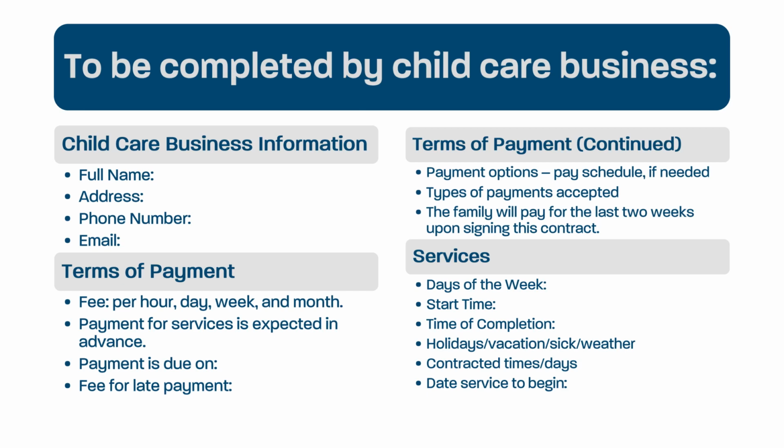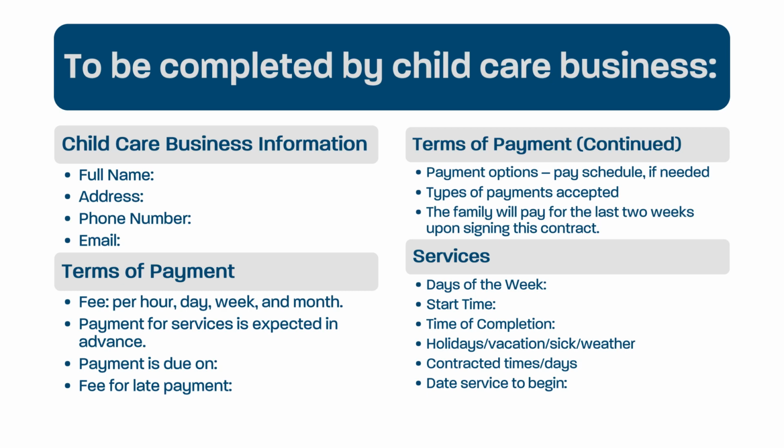Terms of payment: fee per hour, day, week, and month. Payment for services is expected in advance. The date the payments are due, fee for late payments, payment options, pay schedule if needed, and types of payments accepted. The family will pay for the last 2 weeks upon signing this contract, as well as the services offered. Operating hours, including days of the week, start time, time of completion, and any holidays or vacation closures, as well as sick or weather closure policies.